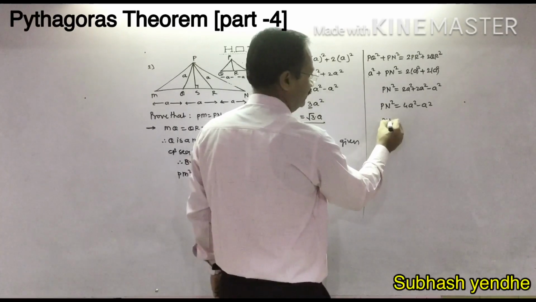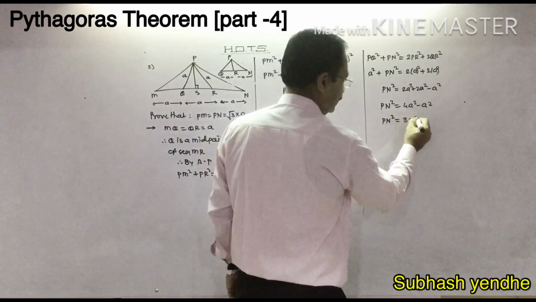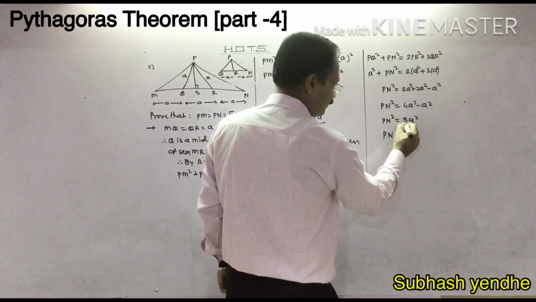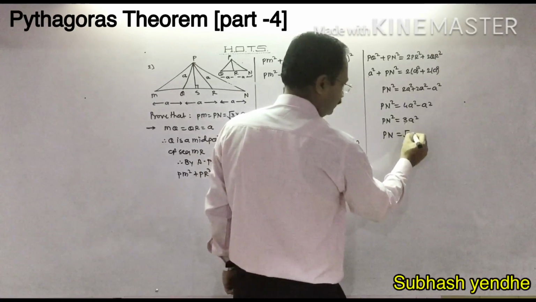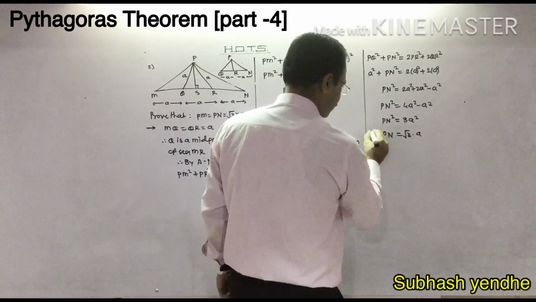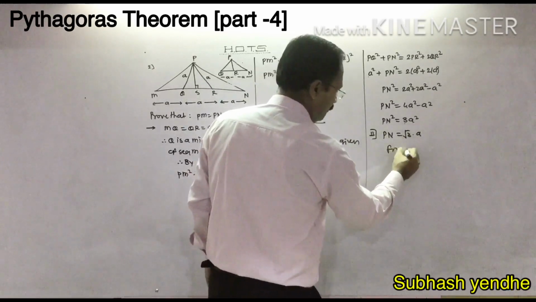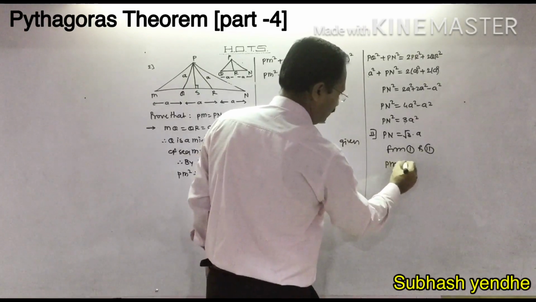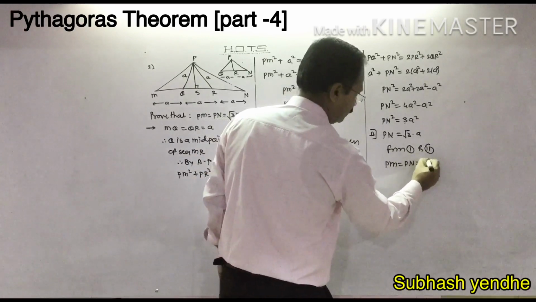So here you will get PN square equal to 3A square. By taking the square root, you will get PN equal to, its square root is root 3, and the square root of A square is A. Call this number 2. So from 1 and 2, you will get PM equals PN equals root 3A.